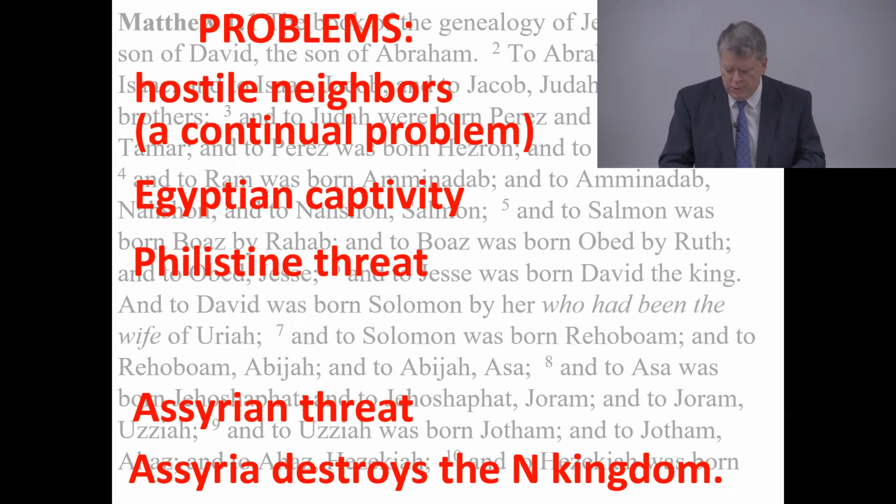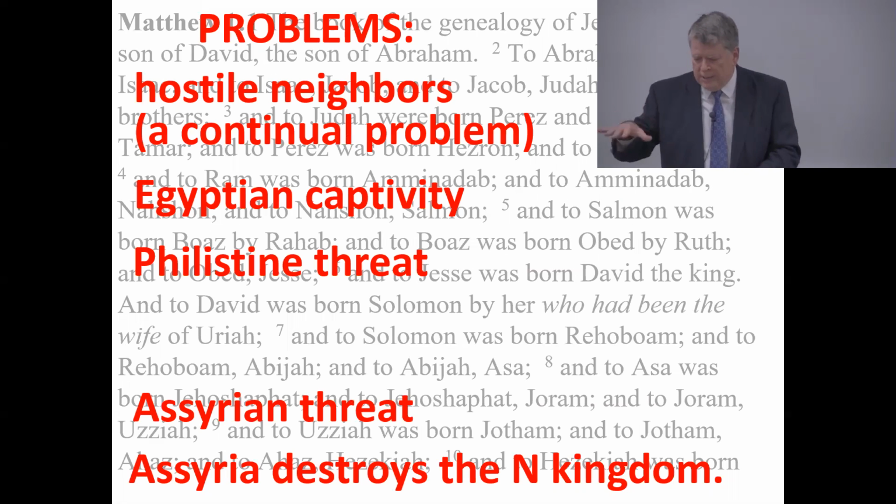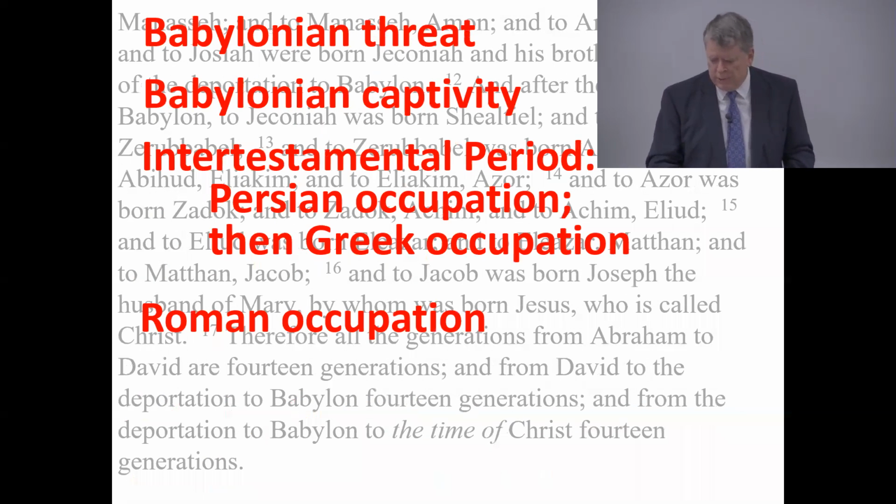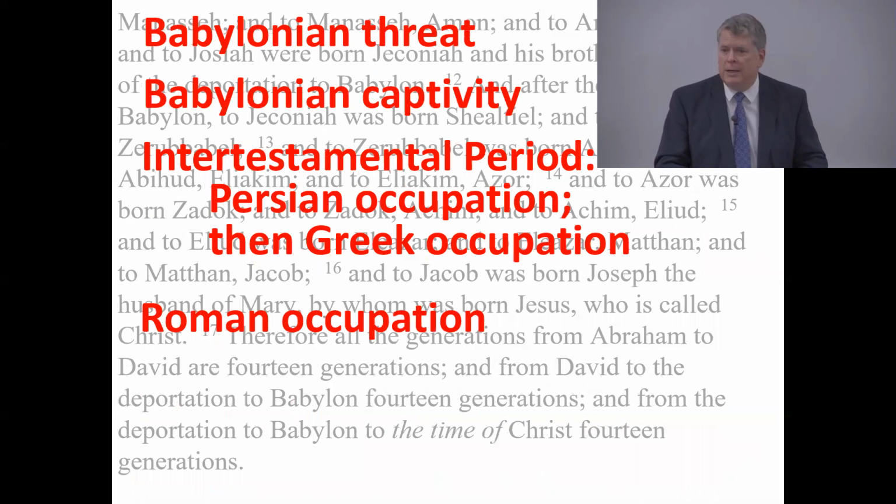So the hostile neighbors, the threat of the Egyptians, the Philistines, the Assyrians. Of course, what we're learning is the people turned away from God, and God allowed these neighbors to conquer them. And so as we read these names, these are the time periods of what's going on. Then the Babylonian threat, then the intertestamental time, and now the Roman occupation, which the people were experiencing when Jesus was born.